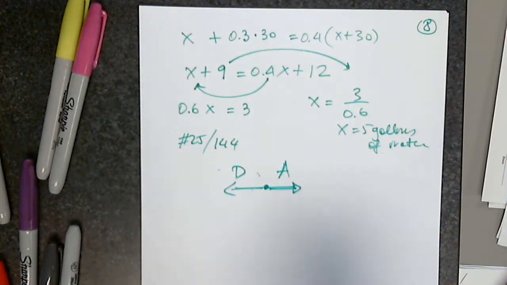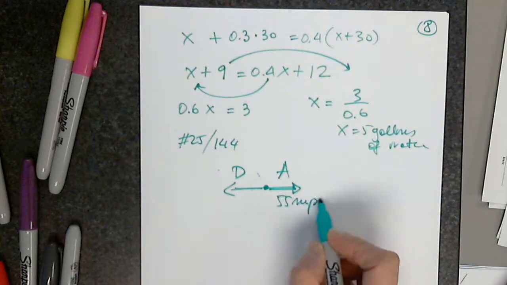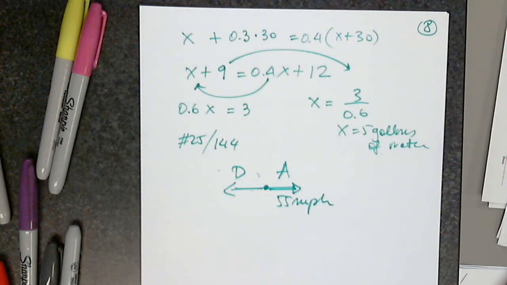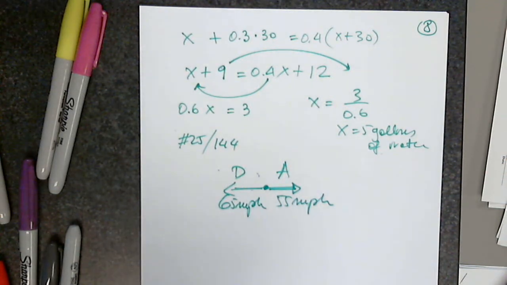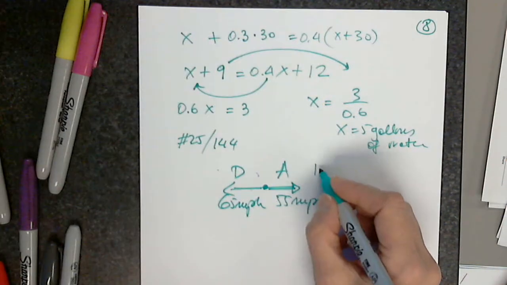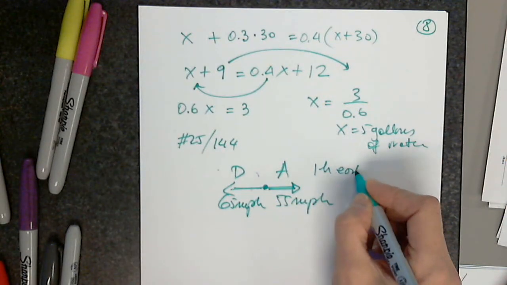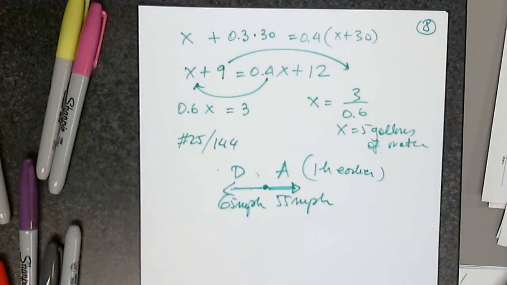Alan is driving at 55 miles per hour, and Dave at 65 miles per hour. Alan has a 1 hour head start. Make myself a note. He started 1 hour earlier. How long will they be able to talk on their car phones if the phones have a 250-mile range?